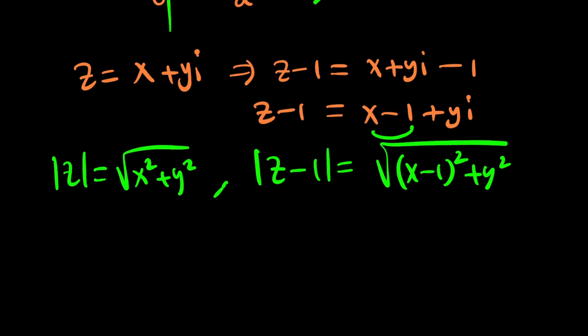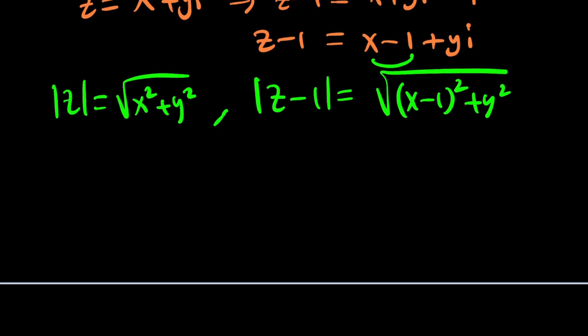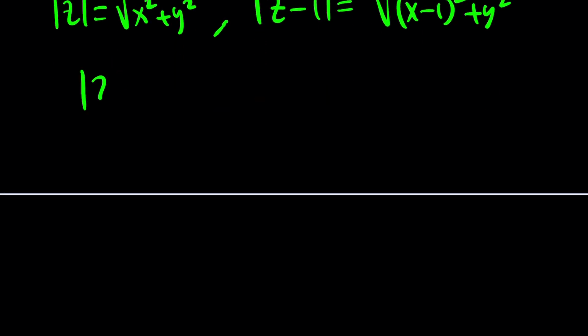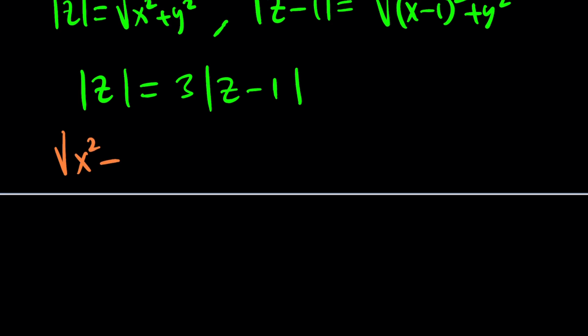We're going to plug it in, write an equation, and then just solve it. Easy, right? Sounds good. Okay, now let's go ahead and plug everything into our equation. And remember, for those of you who forgot, the absolute value of z equals 3 times the absolute value of z minus 1 was the original problem. Now we're going to replace the absolute value of z with the square root of x squared plus y squared. And then on the right-hand side, we're going to write 3 times the absolute value of z minus 1.